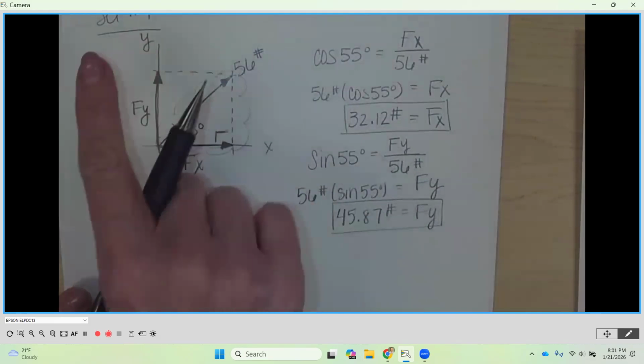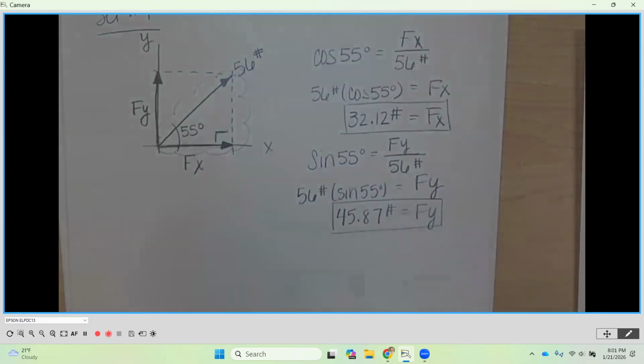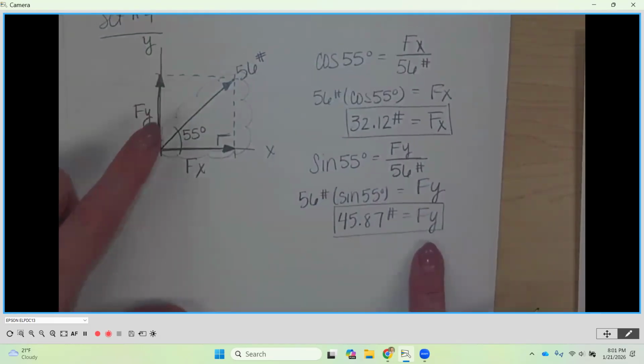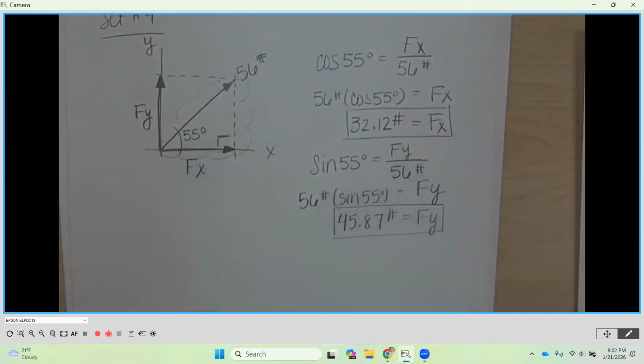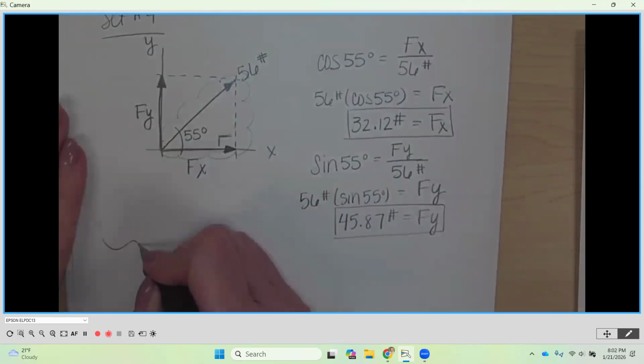And then your diagram is going to have the arrowheads going in the right direction and on the X and Y axis labeled. If you're solving for an Fy, I should see an Fy in your diagram. If you're solving for an Fx, I should see an Fx in your diagram. Okay? Questions? Okay, let's do another one.